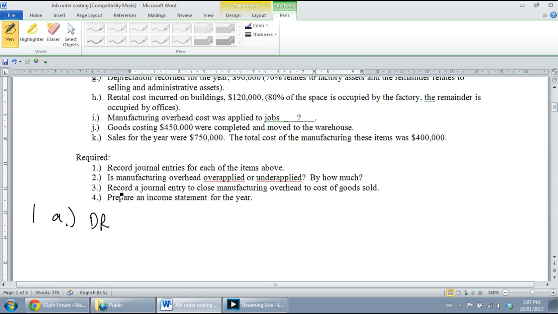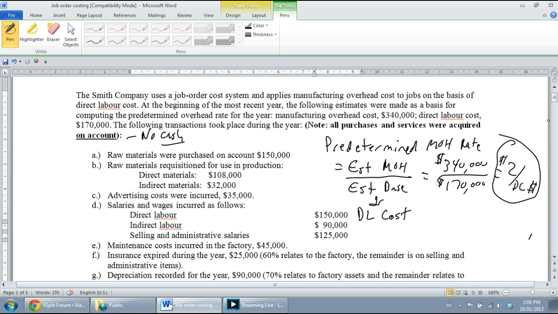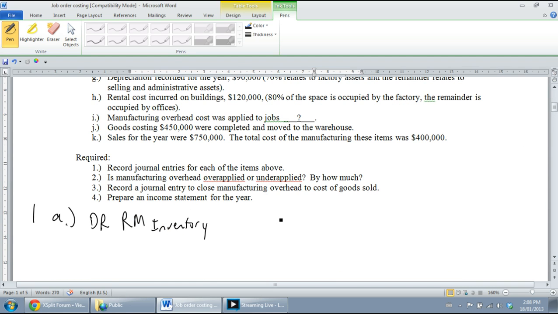So when I get raw materials, when I buy an asset, I debit that asset. So I'm going to debit raw materials inventory, $150 grand. Debits on the left, credits on the right, of course. And I'm going to credit, well, if I bought raw materials inventory for cash, I would credit cash. But I didn't buy them for cash. I bought them on account. When I buy something and I don't pay for it right away, that's accounts payable.